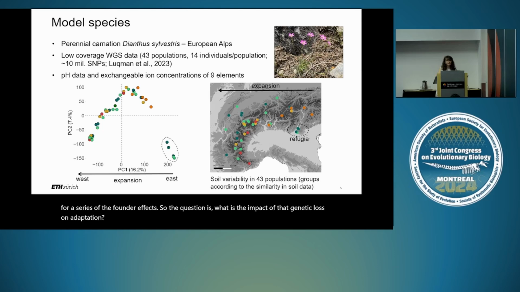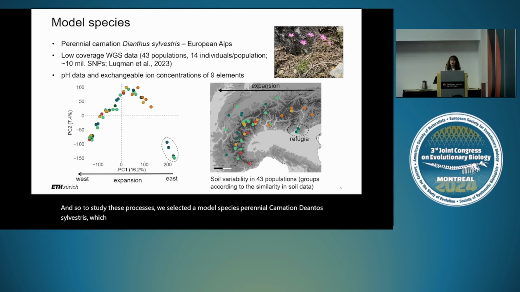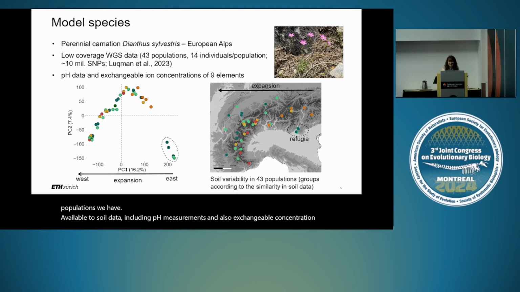To study these processes, we selected a model species, the perennial carnation Dianthus sylvestris, which occurs in the European Alps. On the map, you can see locations of our 43 populations across the Alps, for which we have low coverage data available, so we mainly work with the population allele frequencies. For each of those populations, we also have the soil data, including pH measurements and exchangeable ion concentrations of 9 elements.